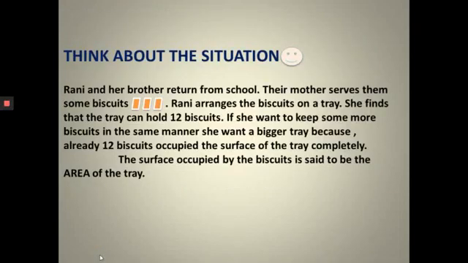Think about the situation. Rani and her brother return from school. Their mother serves them some biscuits. Rani arranges the biscuits on a tray. She finds that the tray can hold 12 biscuits. If she wants to keep some more biscuits in the same manner, she wants a bigger tray, because already 12 biscuits occupied the surface of the tray completely. The surface occupied by the biscuits is said to be the area of the tray.